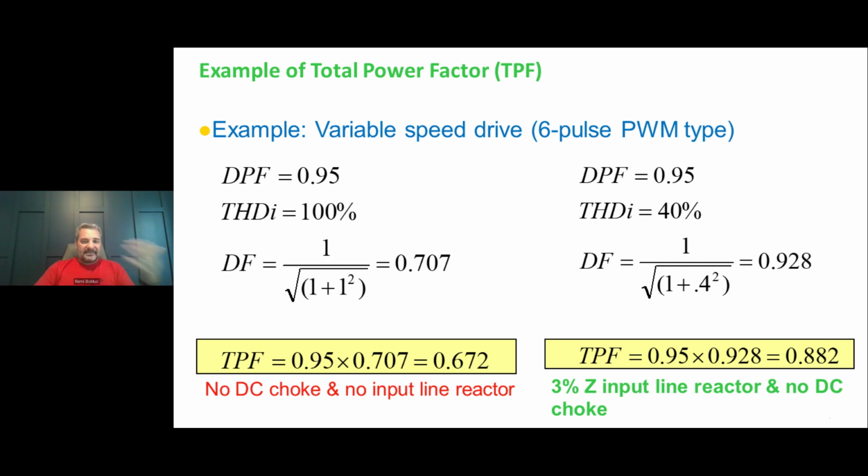And on the right, you have the same drive, except we added a line reactor or DC bus choke, which is always a good practice with variable frequency drives. The THDI dropped to 40%. Total power factor increases because the distortion factor is not as severe, and we will see a total power factor of 0.882. One thing to note for sure: when you see a big discrepancy between displacement power factor and total power factor, that's because you have harmonics in your network.